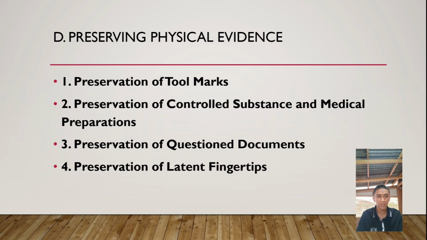The second one is preservation of controlled substances and medical preparations. Each sample of material recovered should be placed in a paper container, which can be sealed and marked. Be sure to properly seal it, as loose material, particularly in the case of marijuana, can leak and spill.